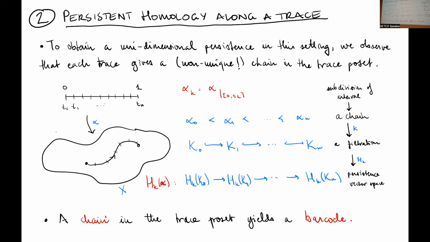So now we take a trace. This gives us a chain in the trace poset, and then we get a barcode by applying our uni-dimensional persistence algorithm. So each of our traces gives us a barcode.